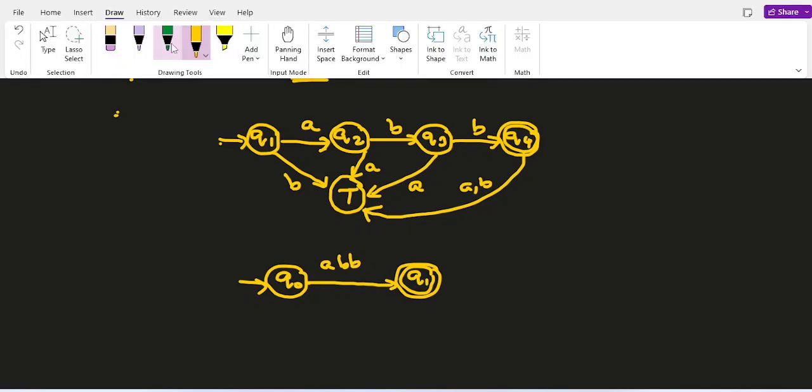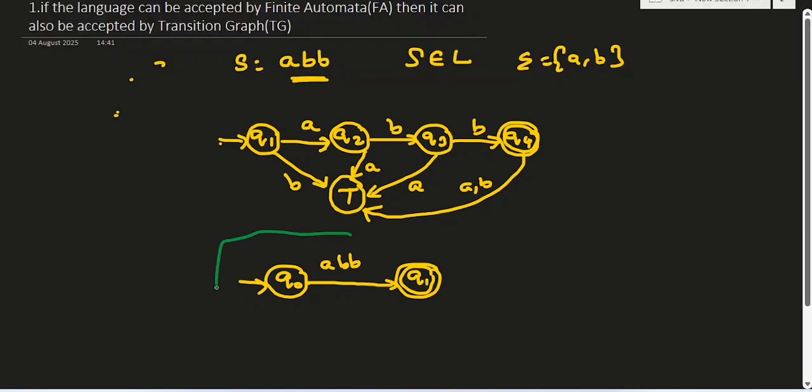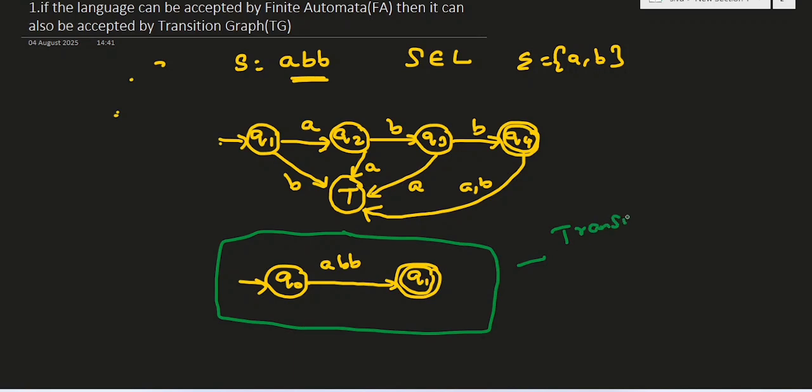This entire structure is called a transition graph. On top of it, what you see here is a DFA, which is also a finite automaton. So, this is the way of proving that a finite automaton can also be accepted by a transition graph.